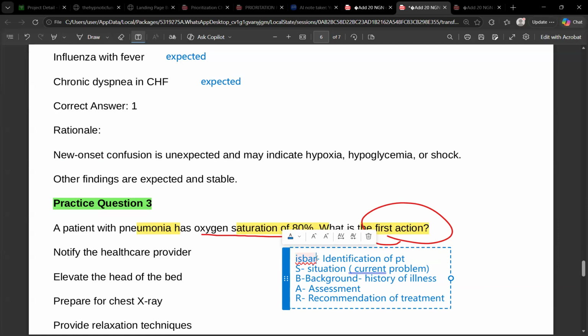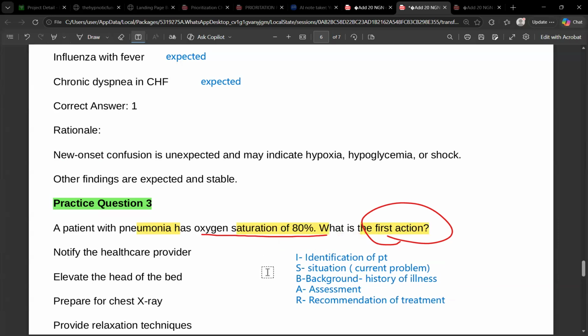Okay, this is the important tool. You can use it in reading a scenario, the ISBAR tool. I means identification of the patient. In a scenario there will be a patient name, age of the patient, and the next is situation. What is the current problem? Here the patient has pneumonia, and the problem is oxygen saturation 80%.